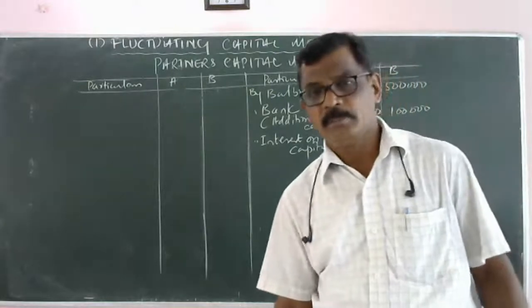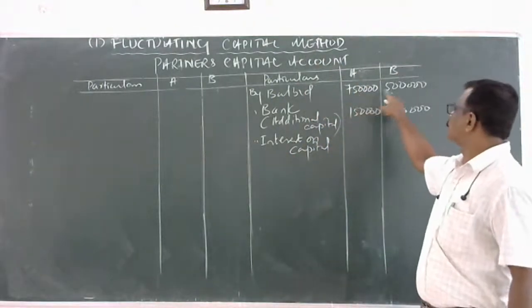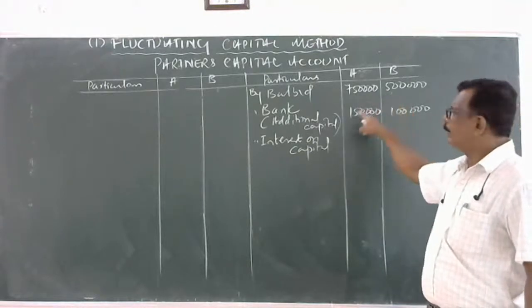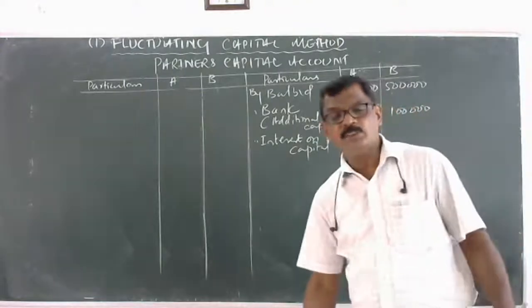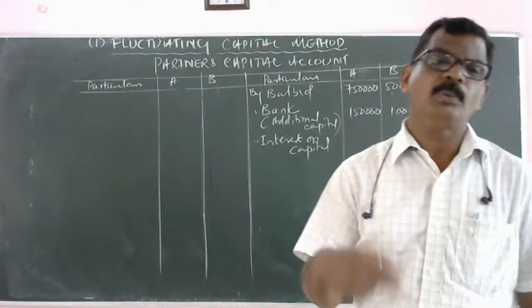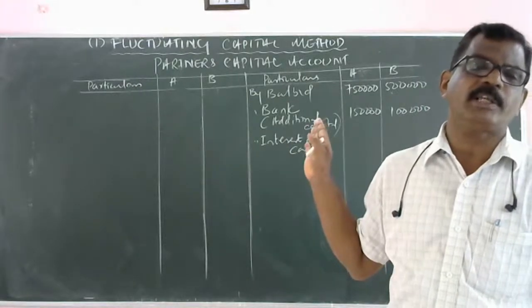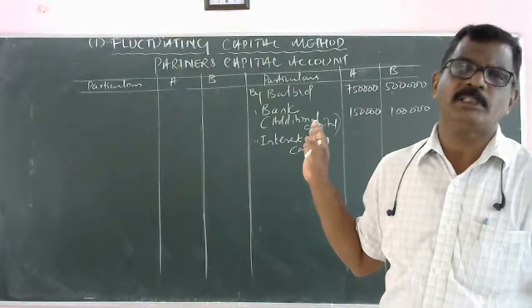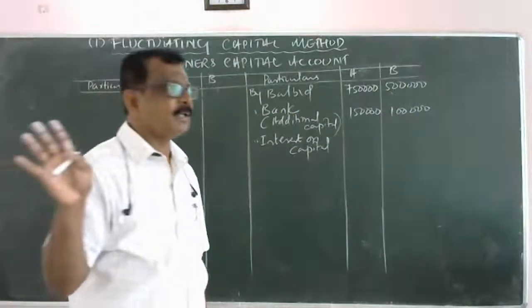But here opening capital is 7,50,000 and 5 lakh. Additional capital is 1,50,000 and 1 lakh. So interest on capital is charged on both because the date of additional capital introduced is given, 1/7/2018.